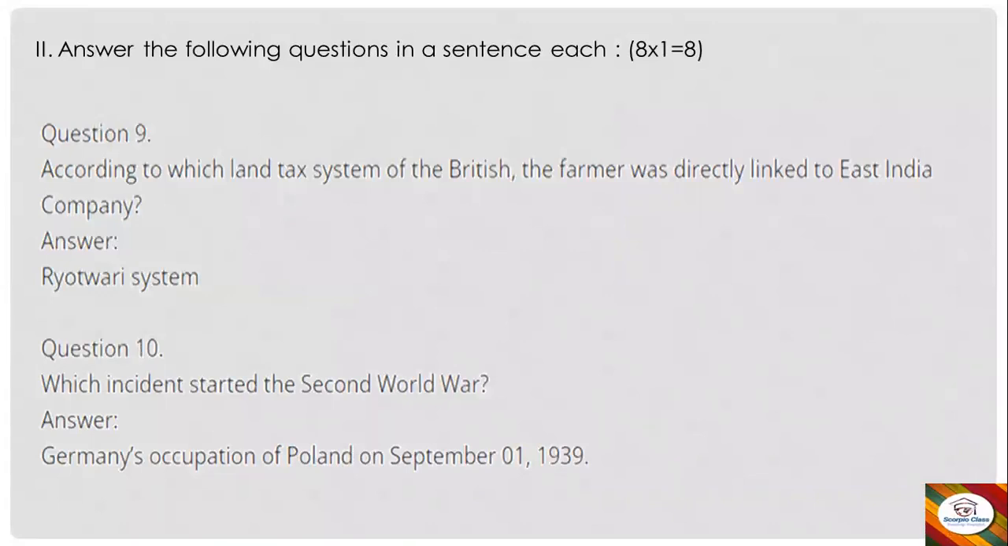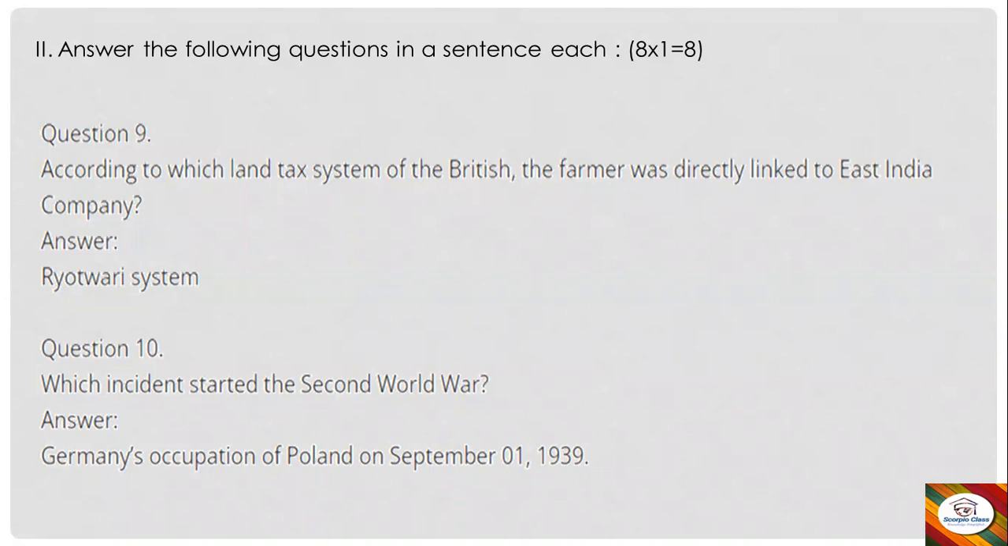So let's continue. Second main, answer the following questions in a sentence each. Again, you have 8 questions of 1 mark each, which equals 8 marks. So question numbering is continued. Question number 9. According to which land tax system of the British, the farmer was directly linked to the East India Company? And the answer is the Raithwari system. Okay, the land tax system was the Raithwari system.